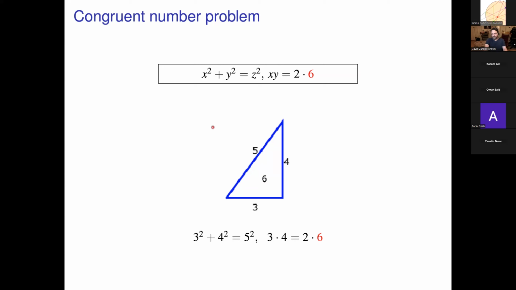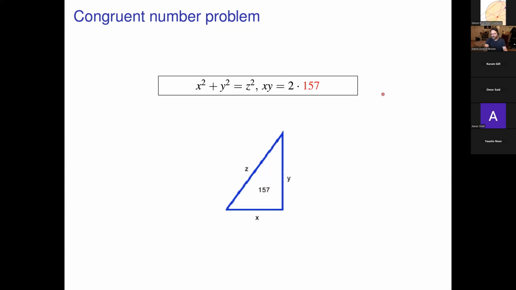You can capture this as a pair of equations. The first one's homogeneous, and the second one's not. This is the Pythagorean theorem for the side lengths, and this one is for the area. So 6 is congruent. You can start with 1, and in ancient times, Gauss and others, or even before Gauss, went through and tried to understand which numbers are congruent and which are not. And it turns out that it conjecturally depends on what this red number is, mod 8.